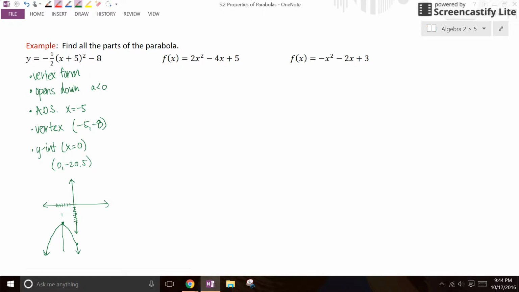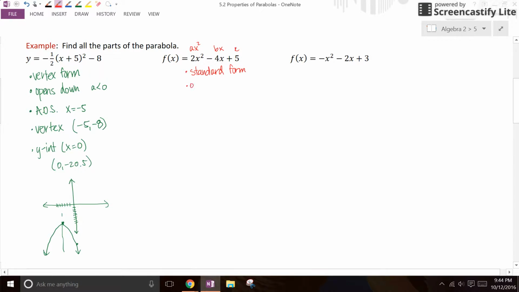Let's try the other one. The other one I can tell you is in standard form, right? I can tell that that's standard form because it is written in the form ax squared plus bx plus c. So it's written in that form. I can tell you which way it opens.